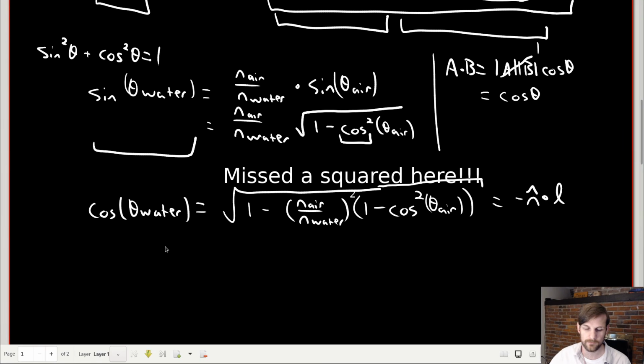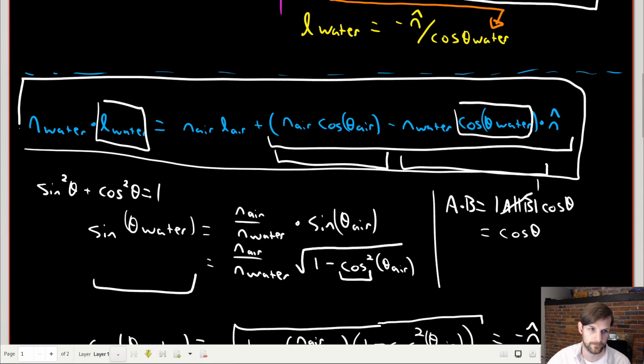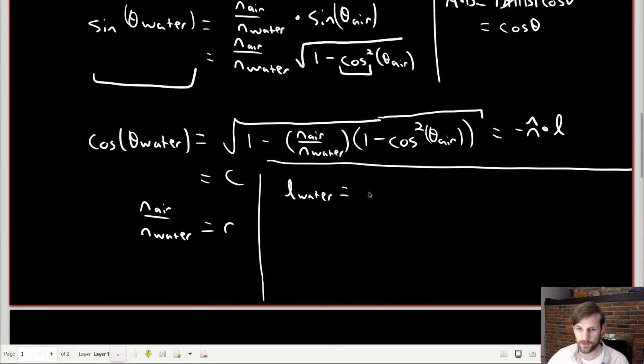Now, for convenience, we typically call this term C, and we also call the ratio between n air and n water to be equal to R, the ratio. We find that L of water is going to be equal to the ratio times L of air plus the ratio times C minus square root of 1 minus R squared times 1 minus C squared.